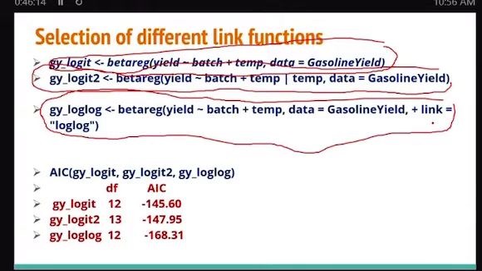Then I'm going to do the AIC. After running that, you see this one, this one, this one. Then I'm just going to write the AIC of all of them. I'll choose the model with the lowest AIC. Which one is the lowest? Point to the log. Go ahead.